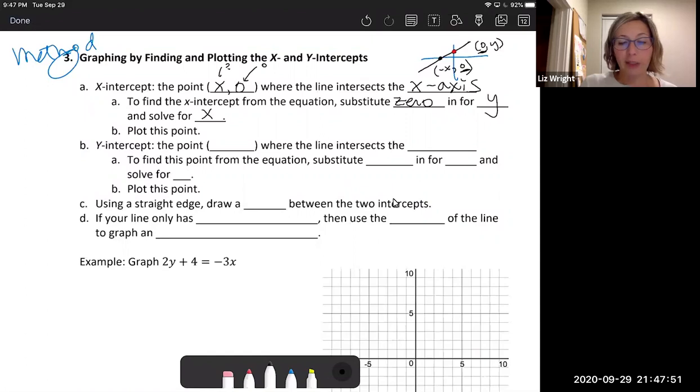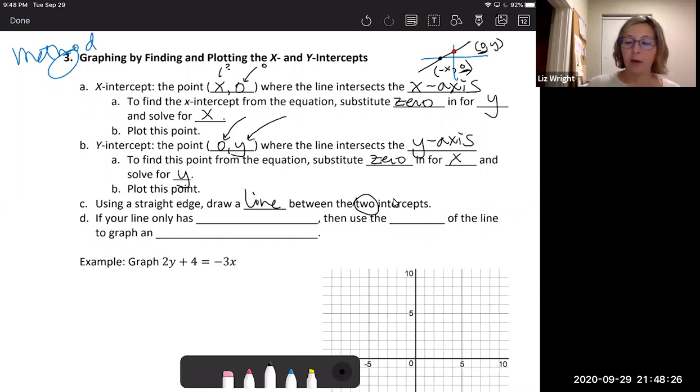For the y-intercept, I bet you could fill this in, right? The y-intercept is going to be the point 0 comma y, where the line intersects the y-axis. So to find this point from the equation, we are going to substitute 0 this time in for which one? For x. And we're going to solve for which one? For y. Then we're going to plot the point. Then we're going to use a straight edge and draw a line between the two intercepts. So notice this is the one where you only have to graph 2 points. You don't have to graph 3, because for a line, we can have at most 2 intercepts.